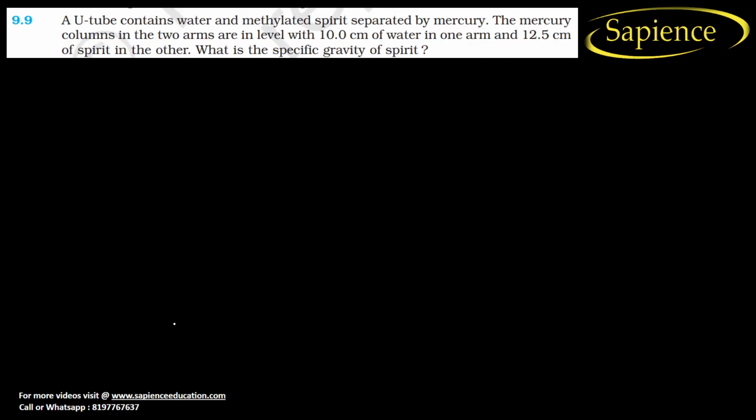Now let us consider question number 9.9. A U tube contains water and methylated spirit separated by mercury. The mercury columns in the two arms are in level with 10 centimeter of water in one arm and 12.5 centimeter of the spirit in the other. What is the specific gravity of the spirit? Now let us draw the U tube first of all.